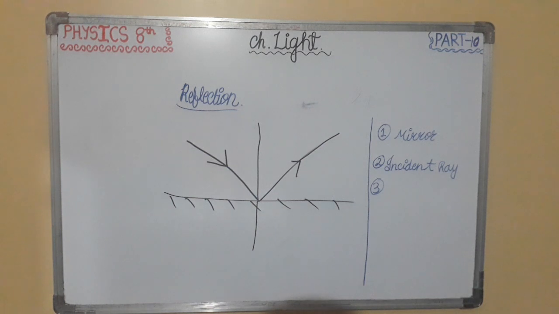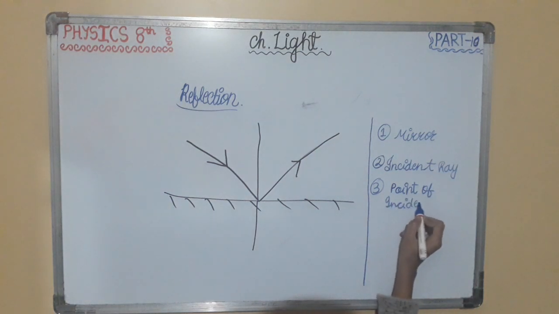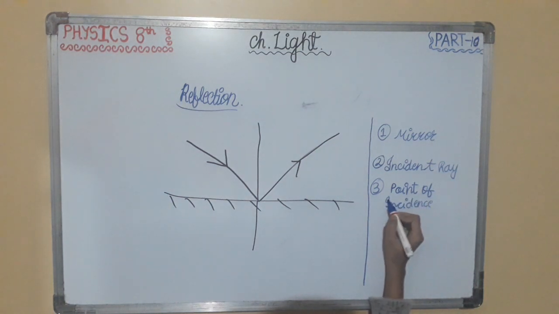Term 3 is point of incidence. The meaning of point of incidence is: the point at which the incident ray strikes the reflecting surface is called the point of incidence.